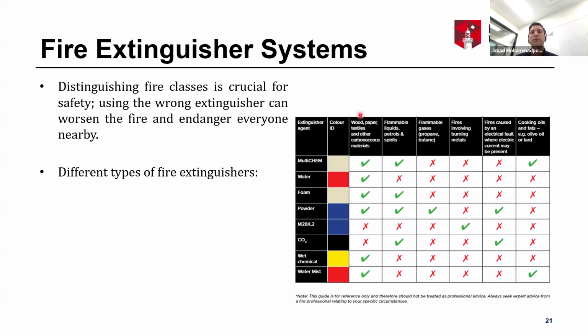we can only use that for class A. It means wood, paper, textile, or other such materials. But you can't use water for anything else. But when you have, for example, CO2, you can use that for flammable liquids or some sprays. So based on this table, we can select the appropriate fire extinguisher and install them at strategically convenient points.